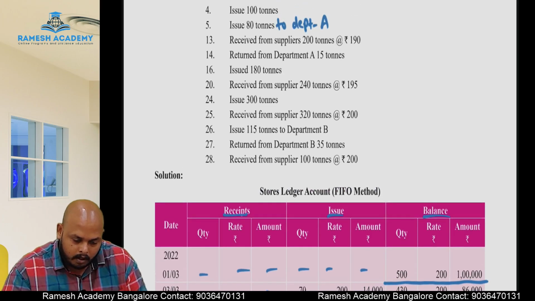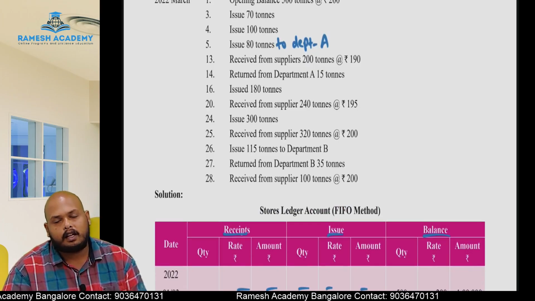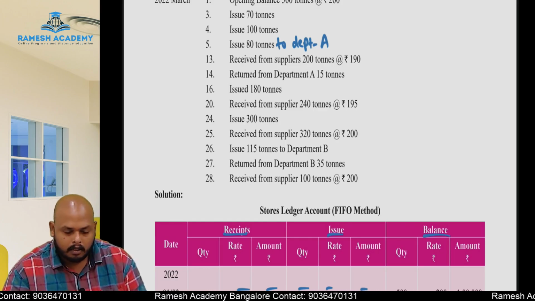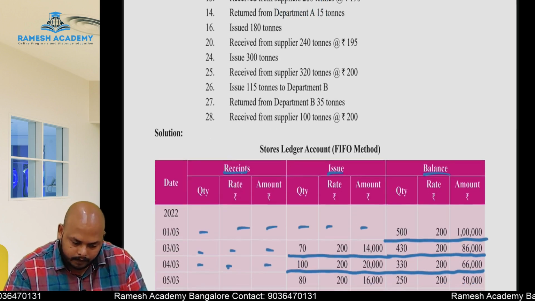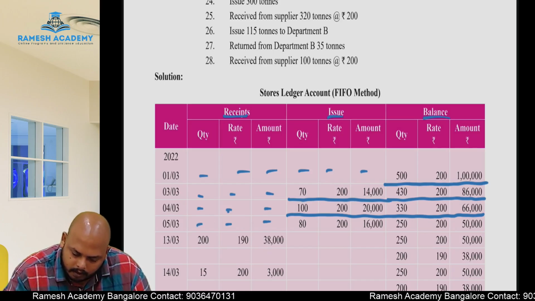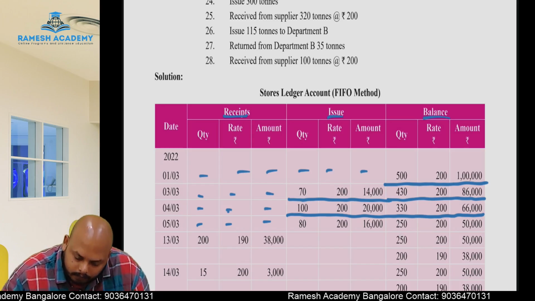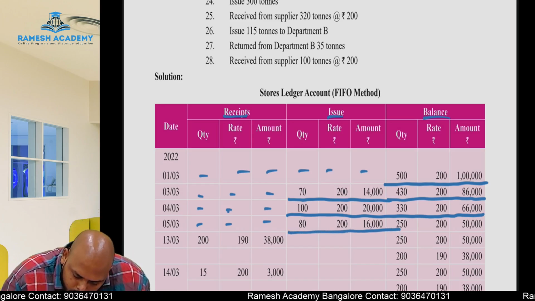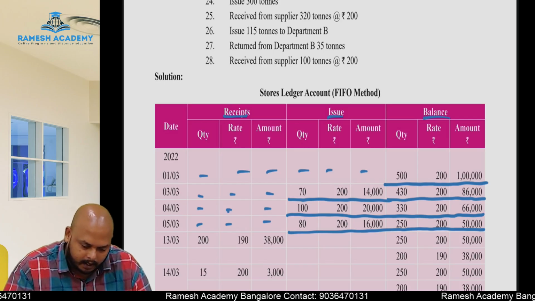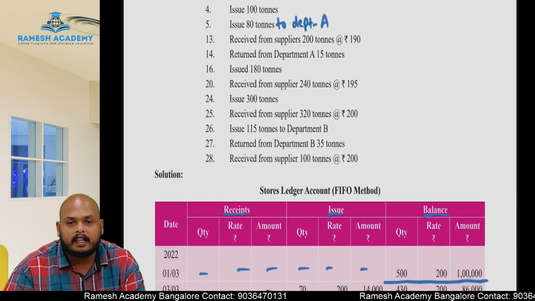Next, 5th March issued 80 tons to department A. That is missing in the given question. You can write it: issued 80 tons to department A. On 5th March, how many tons did we issue? 80 tons. 330 minus 80, what is the balance? 250. Next, 13th March received from suppliers 200 tons at the rate of 190.